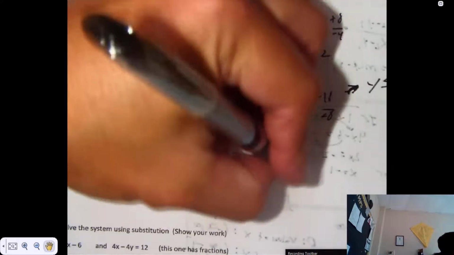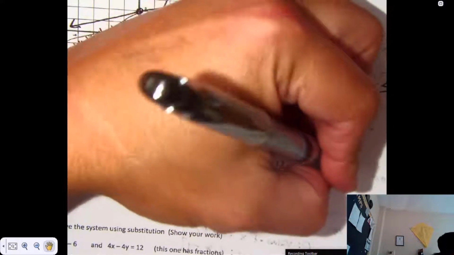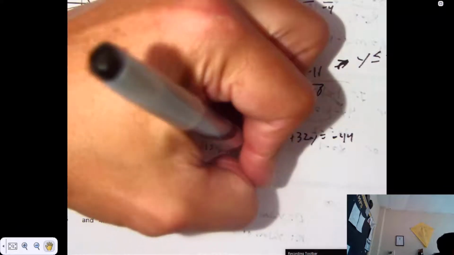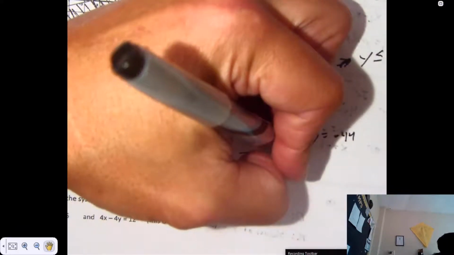Oops, I don't need that there. Anyways, distribute that negative. So I'll have 12x plus 32y equals negative 44 because I'm multiplying every term by negative 2. When I multiply the bottom by 3, I'll have negative 12x minus 33y equal to 45.